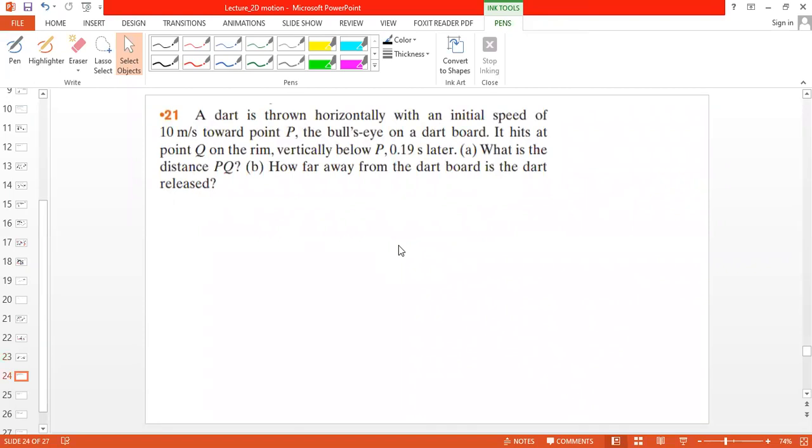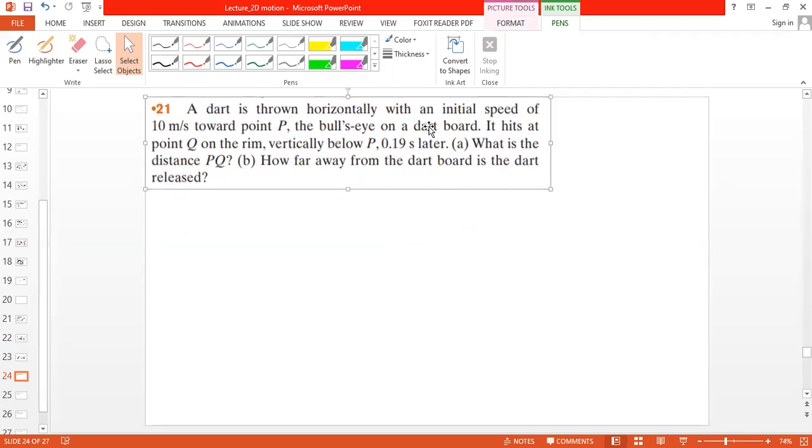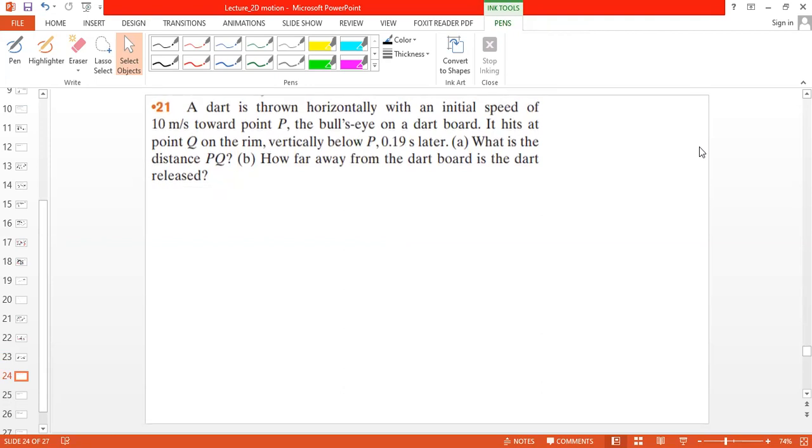Yes, sir. A dart is thrown horizontally with an initial speed of 10 meters per second toward a point P, the bullseye on a dartboard. It hits the point Q on the rim vertically below P 0.19 seconds later. What is the distance PQ, and how far away from the dartboard is the dart released?